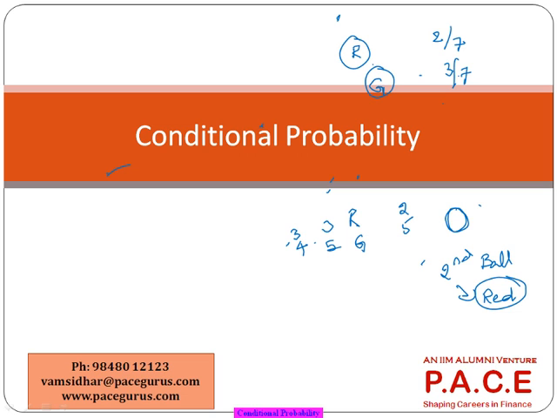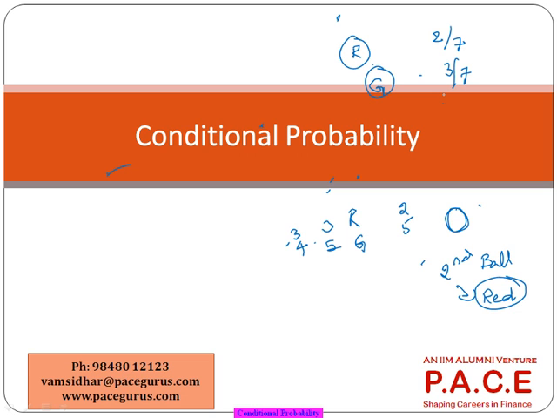Now what is happening here? If I assume picking the first ball is one event and picking the second ball is another event, the probability of the second event is dependent on the outcome of the first event, right?